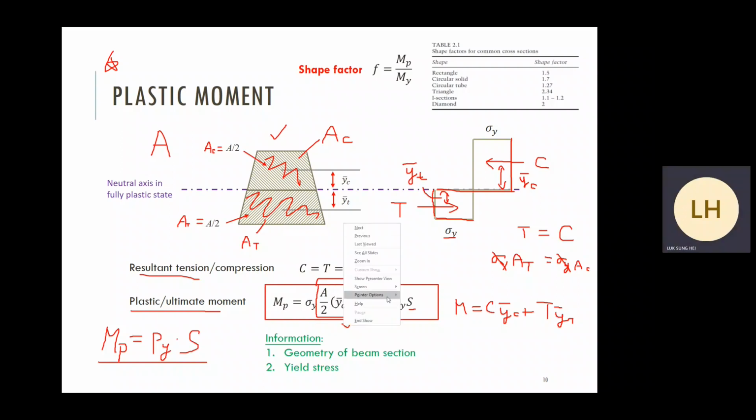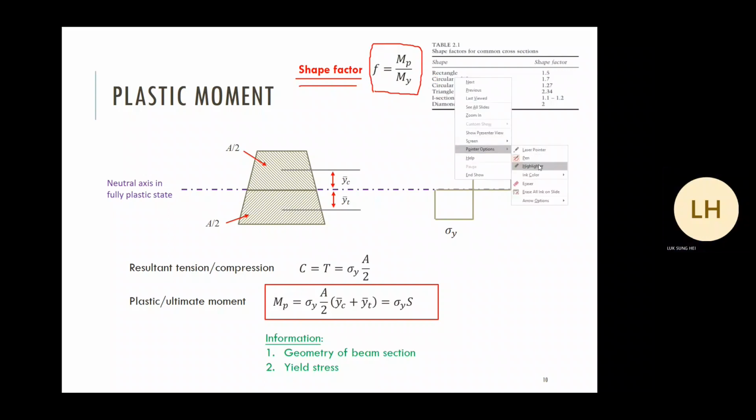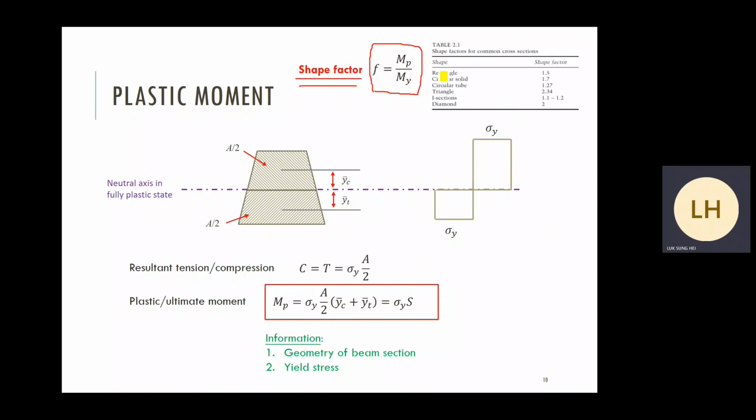Anyway, this is how to derive the formula. You know how to find out MP and MY. You have one term called shape factor. Shape factor is nothing but just taking the ratio between the plastic moment and the yield moment. Different cross-sections have different shape factors. Say, for example, for rectangular cross-section, the shape factor is approximately equal to 1.5.